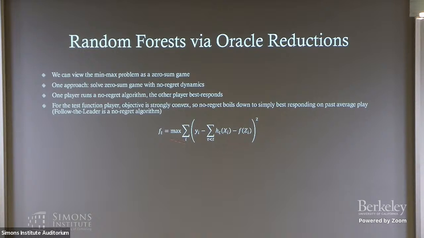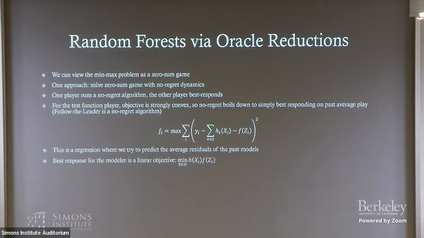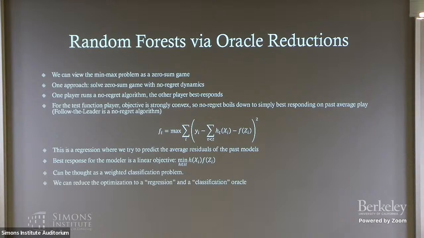Okay. And then if you write down follow the leader, it basically becomes another regression problem where you're trying to match these labels and to solve the square loss. So that's one, you need a regression oracle over the test function space. And then you just best respond with the modeler at every period. And that is a classification oracle. It's like a weighted classification oracle that tries to match the labels of the test function. And with this, by running a no-regret dynamics of best response versus FTL, you can get an ensemble of hypotheses H, which solves the min-max problem.